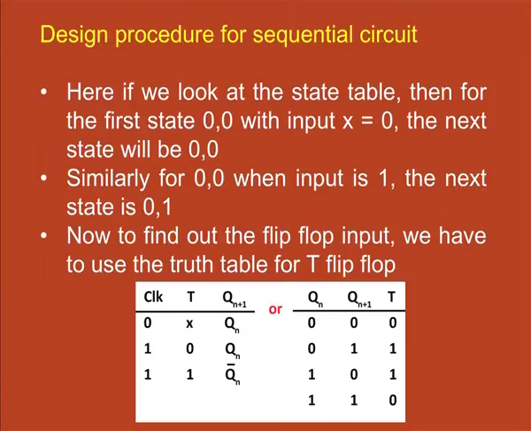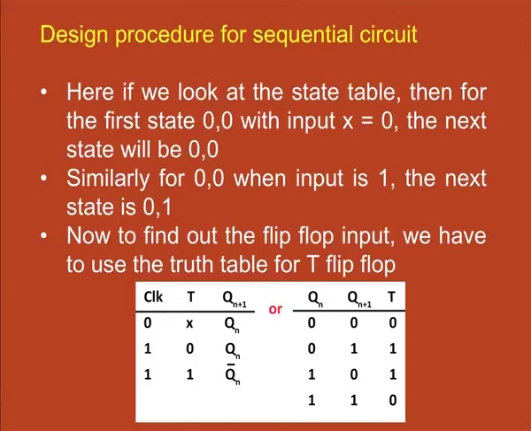Now, to find out the flip flop input, we have to use the truth table for the corresponding flip flop. Here we have used T flip flop, and the corresponding truth table is shown in this slide, where we have 3 columns: one for the clock, one for the input to the T flip flop, and the other one is the next state of the flip flop.